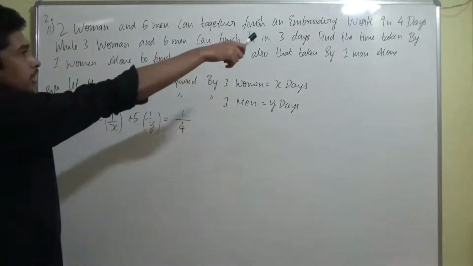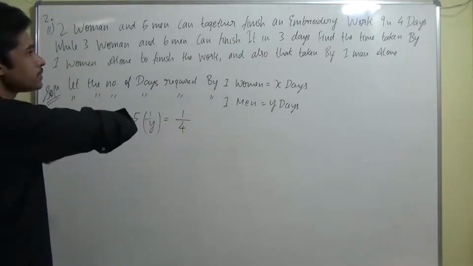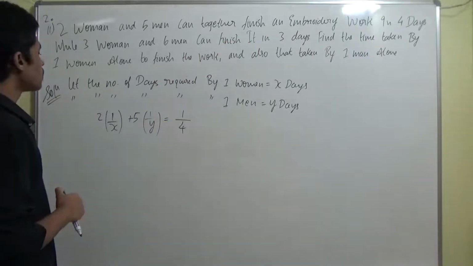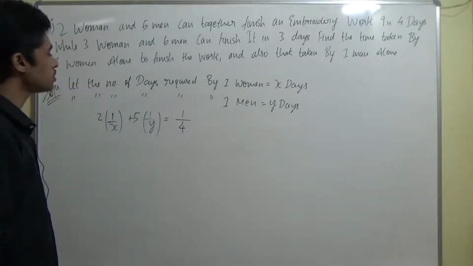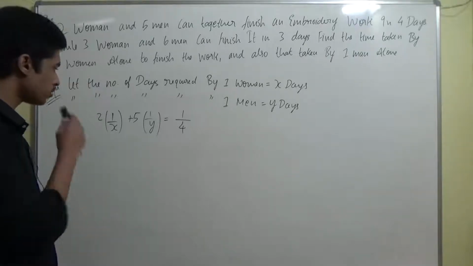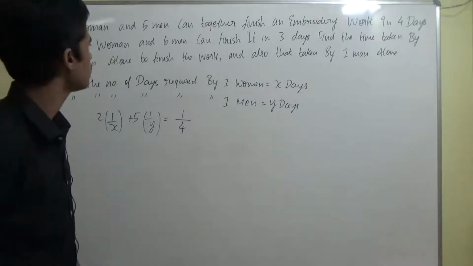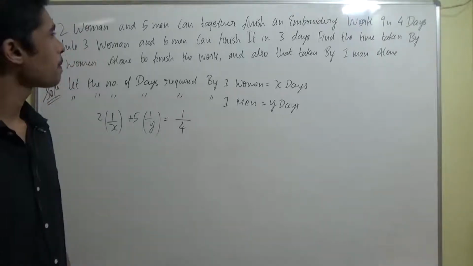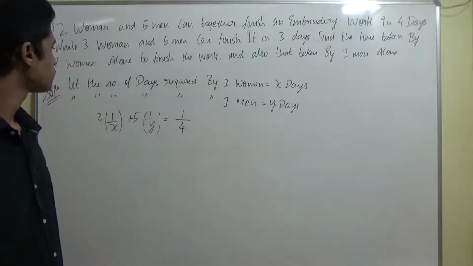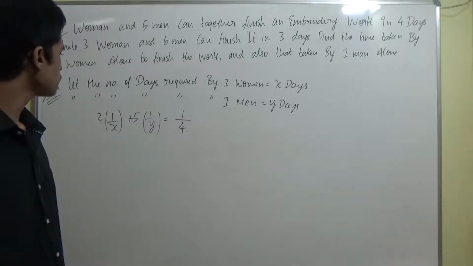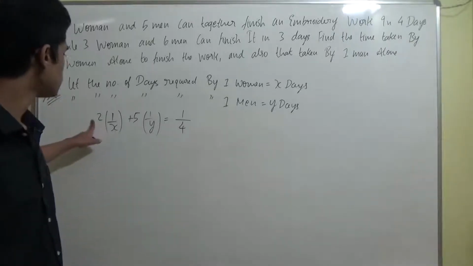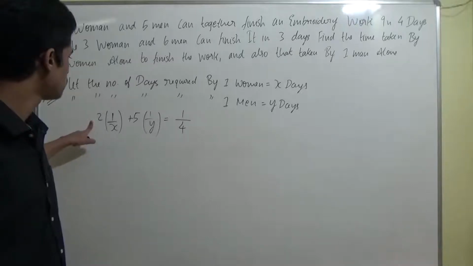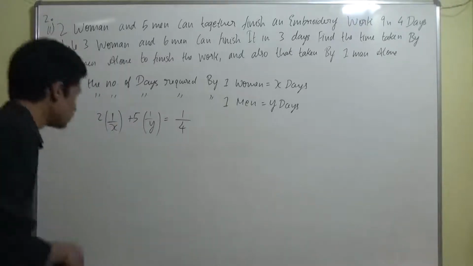Getting it? They are given 4 days, but we are talking about 1 day. So it's going to be like 1 by 4. Oh, just a minute guys, I have a small confusion. So will the 4 come here for 4 days? Yeah. I'll tell you how this 4 came here guys.